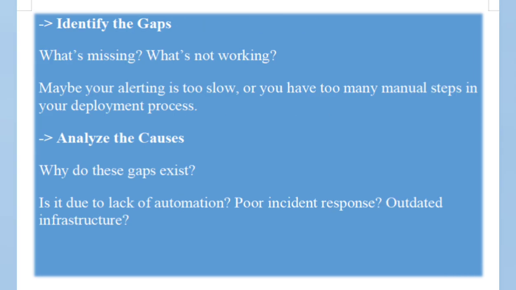The third point would be identifying the gaps. What's missing, what's not working. Maybe your alerting is too slow, or you have too many manual steps in your deployment process. So identify all these gaps. Fourth would be analyzing the causes. Why do these gaps exist? Is it due to the lack of automation, or poor incident response, or outdated infrastructure?